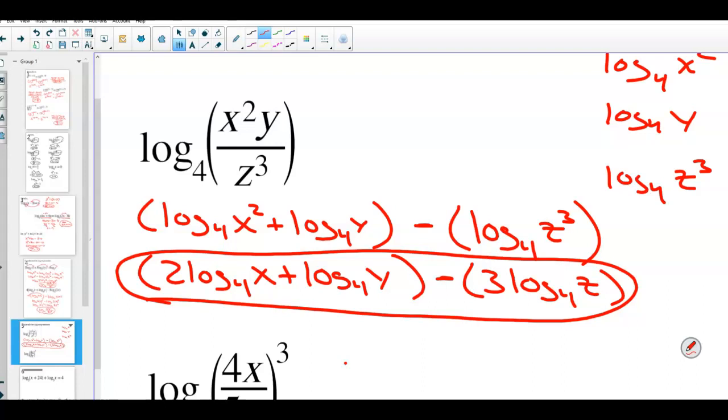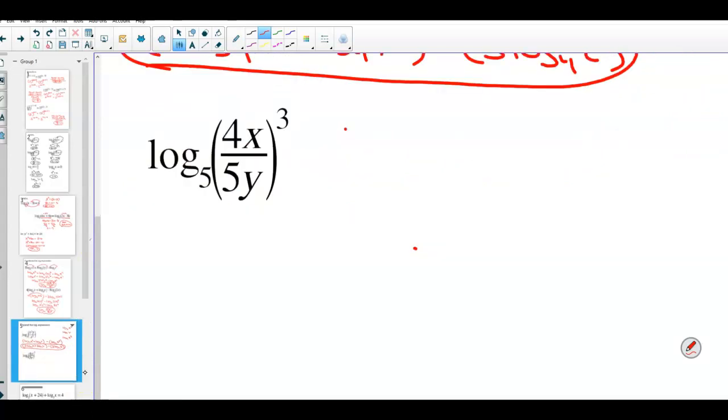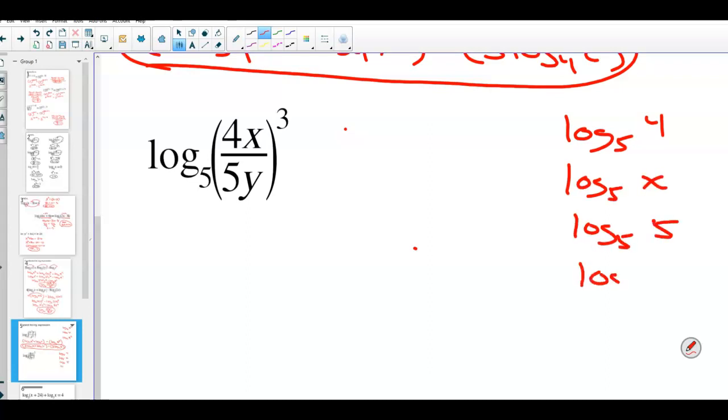Okay. Second one, same deal. The exponent doesn't get its own log, but log base 5 of 4 does. Log base 5 of x does. Log base 5 of 5 does. And log base 5 of y does. Every term needs to get its own log.